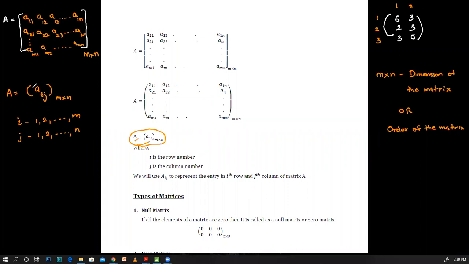Since this denotes a simple Aij, or the lowercase letter a with subscripts ij, we can say this is what it denotes here. It is Aij, where I stands for the row number and J is the column number.